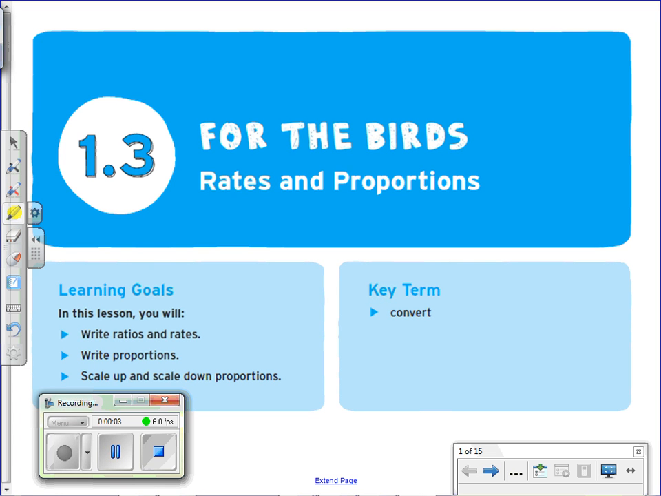This is lesson 1.3. It's titled For the Birds, and it's about ratios, rates, and proportions. So in this lesson, you will write ratios and rates, you'll write proportions, and you will scale up and scale down proportions. The key term that you need to update in your vocabulary section is simply the word convert.